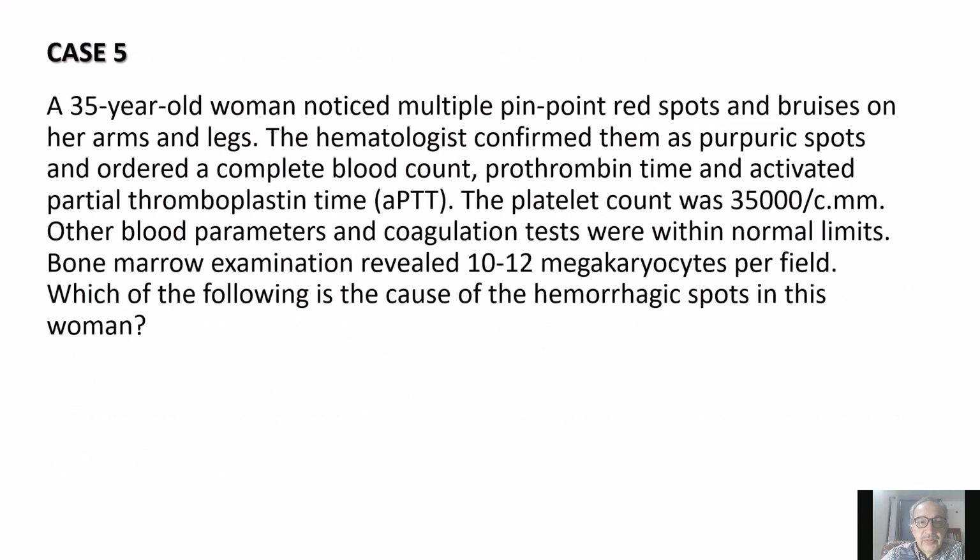Now let's go to case 5. A 35-year-old woman noticed multiple pinpoint red spots and bruises on her arms and legs. The hematologist confirmed them as purpuric spots and ordered a complete blood count. Prothrombin time, APTT, platelet count 35,000 per cubic millimeter. Other blood parameters and coagulation tests were within normal limits. Bone marrow revealed 10 to 12 megakaryocytes per field. Which of the following is the cause of the hemorrhagic spots in this woman?